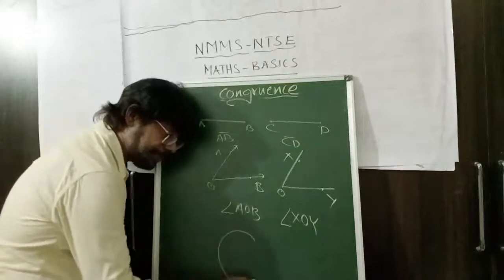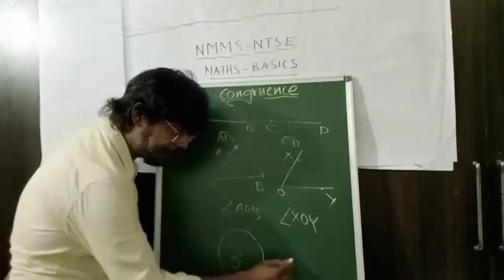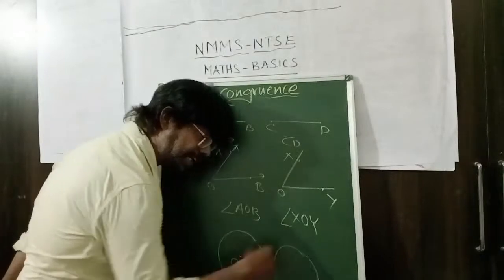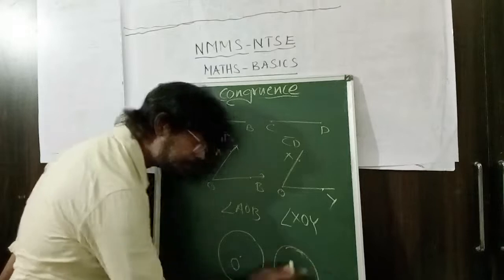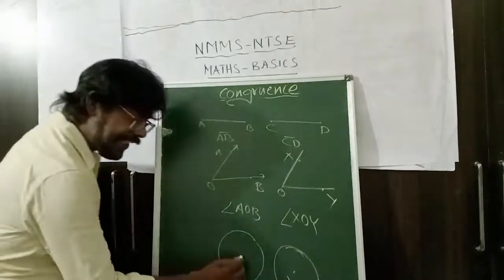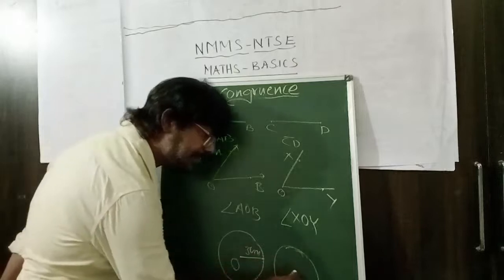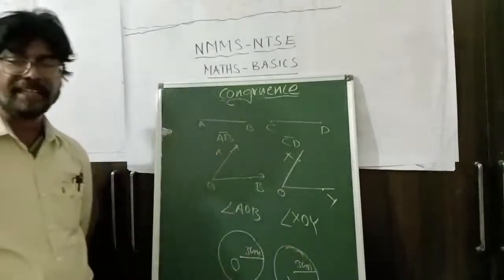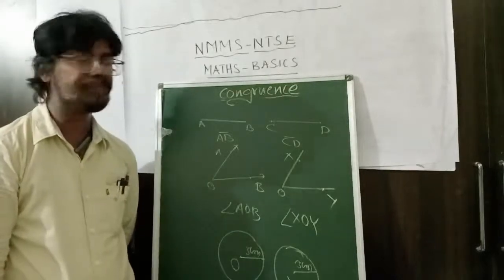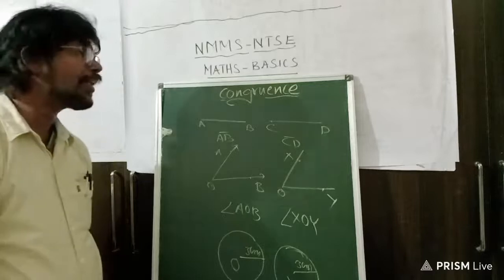Suppose this is a circle with center O and this is another circle with center X. If the radius of this circle is 3 centimeters and also the radius of this circle is 3 centimeters, then we say these two circles are congruent to each other.